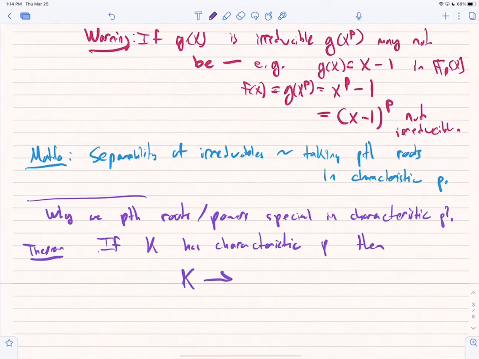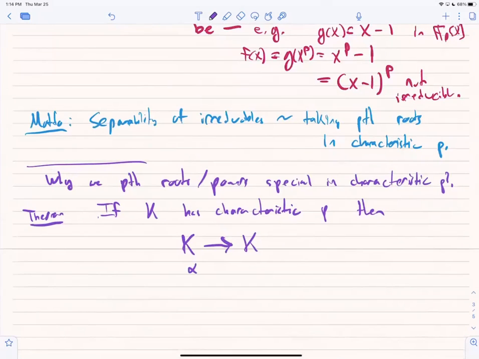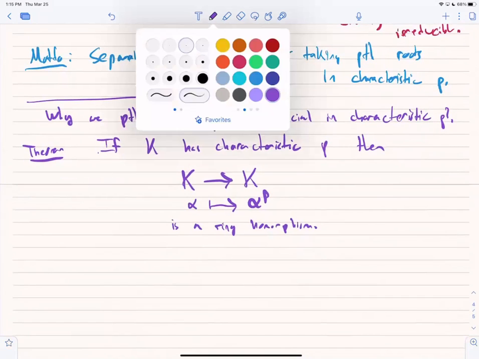The map from k to k, which sends every element alpha of k to its p-th power, is a ring homomorphism. A ring homomorphism of fields is a field homomorphism. Well, this is not true in characteristic 0.